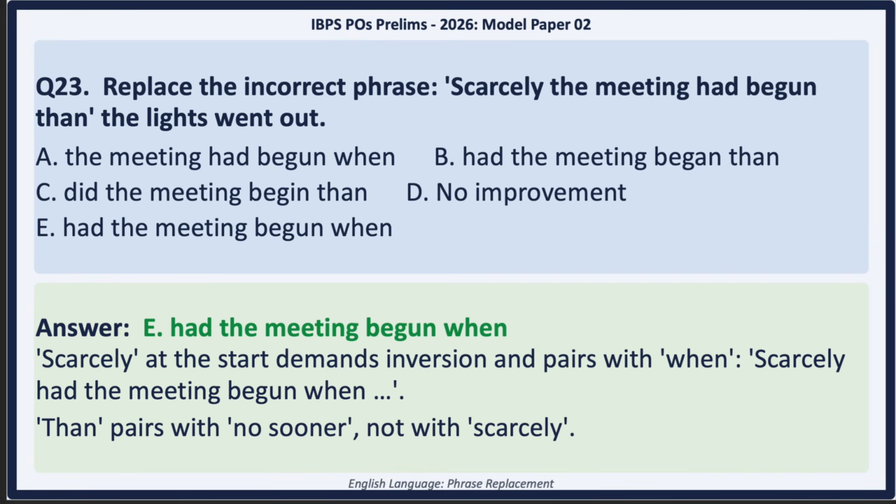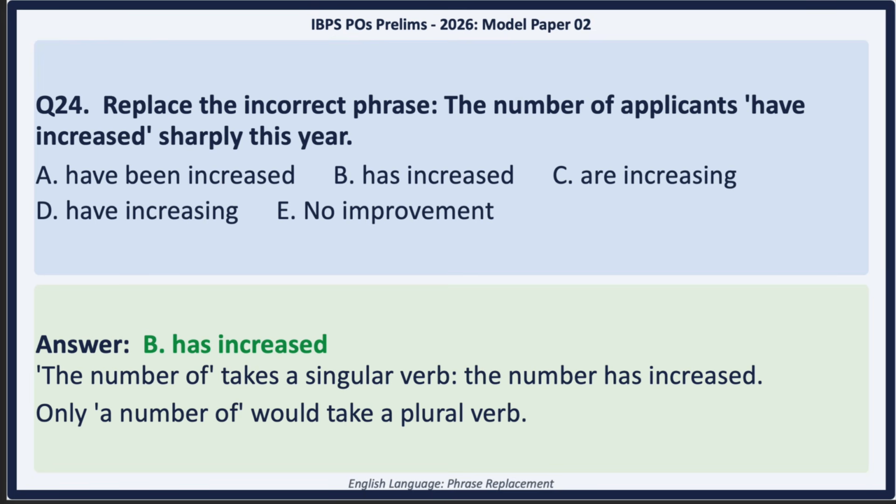Why does English force us to use such specific word pairings? These pairings, or correlative conjunctions, are cognitive signposts. When you see the first word, your brain anticipates the second. It allows for faster comprehension. Breaking the pairing disrupts the cognitive flow. Let's look at a signpost in question 23, correlative conjunctions and inversion.